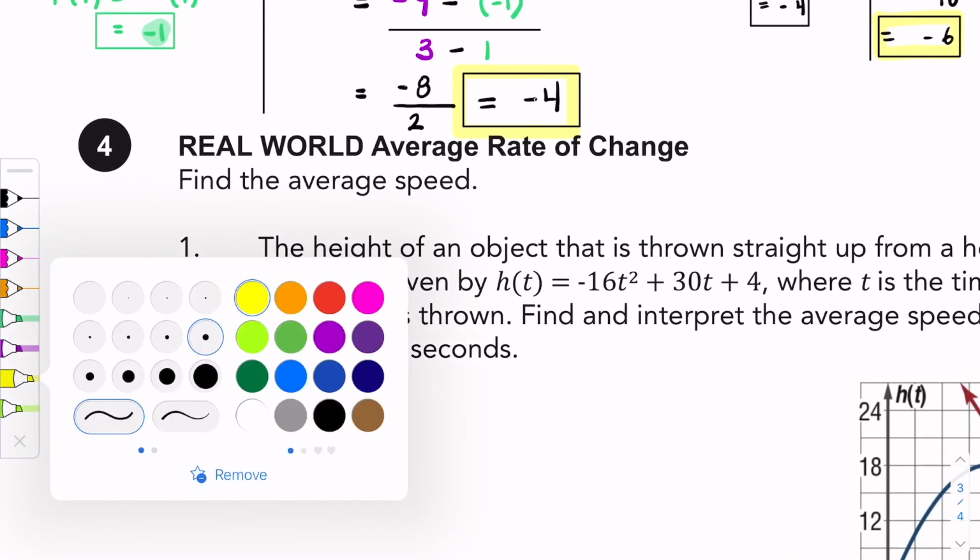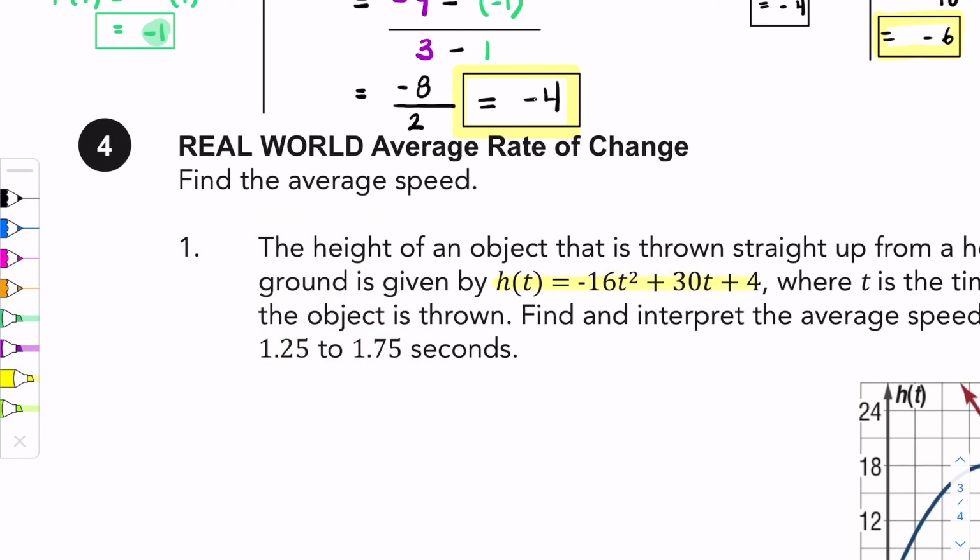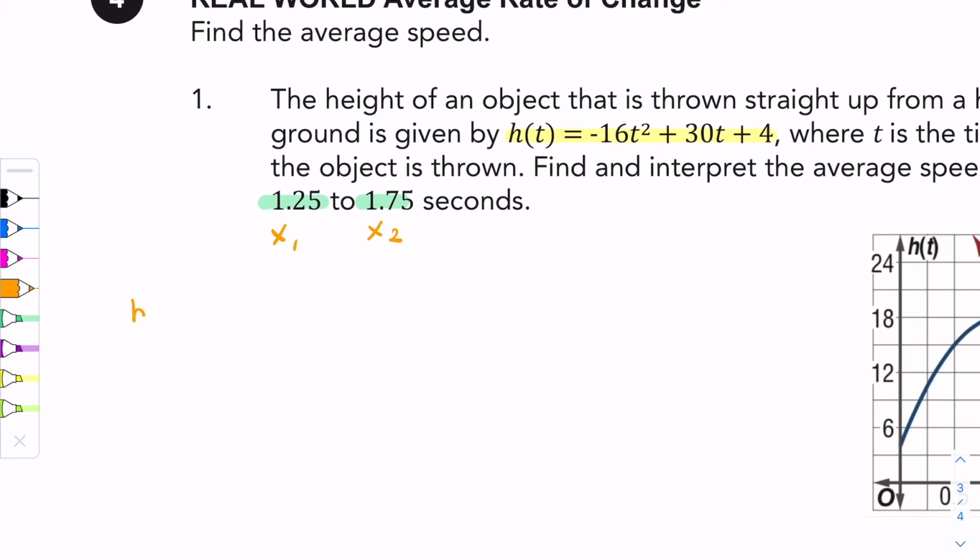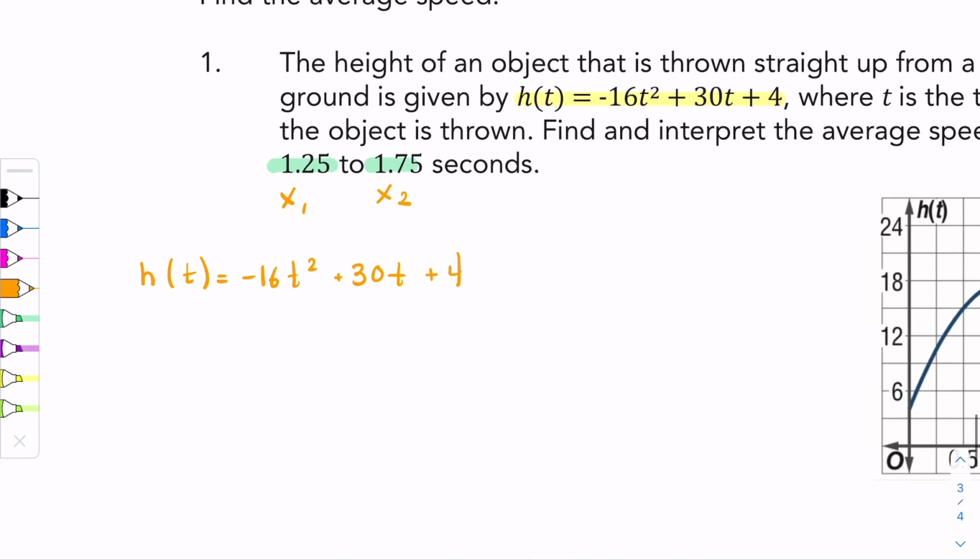So I'm going to highlight the equation. Obviously, we need to use this to evaluate our function. I'm also going to highlight right here is x sub 1, and right there 1.75, x sub 2. We're going to evaluate the function. h of t is equal to -16 t squared plus 30 times t plus 4. You're going to want to use a calculator for these ones as well. When we evaluate it at x sub 2, we're going to start with that one. We evaluate h at 1.75.